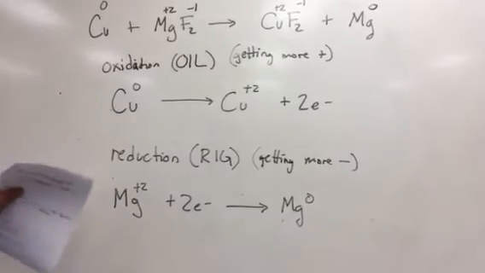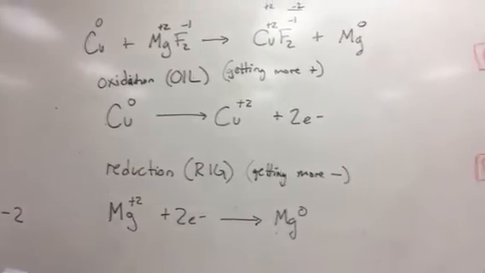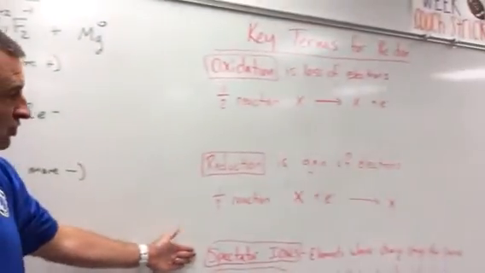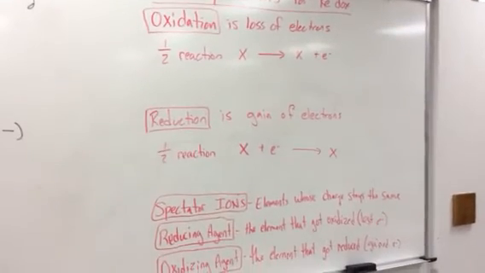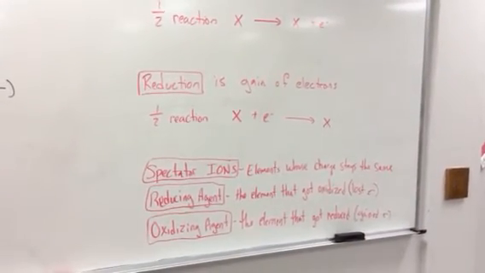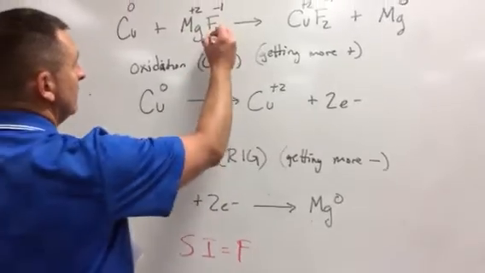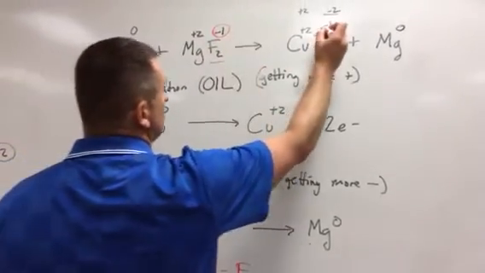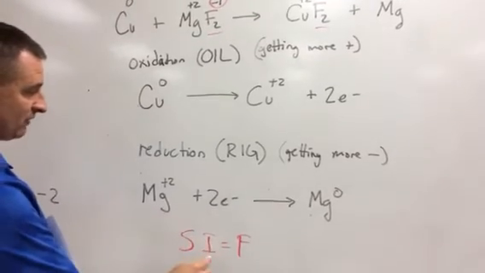Now, the last 3 terms. A spectator ion is an element whose charge stays the same. So which one of these elements did not change? Which one of the charge stayed the same? Fluorine. So fluorine, in this case, is our spectator ion because it stayed -1 here and it was -1 there. All right, so fluorine is our spectator ion.